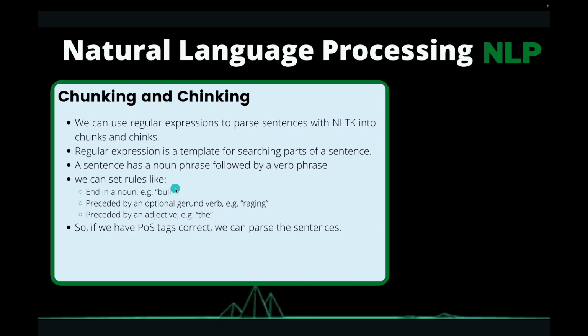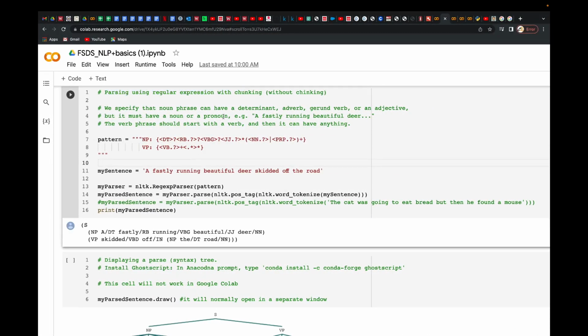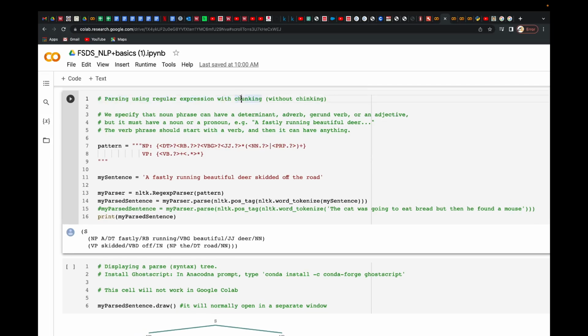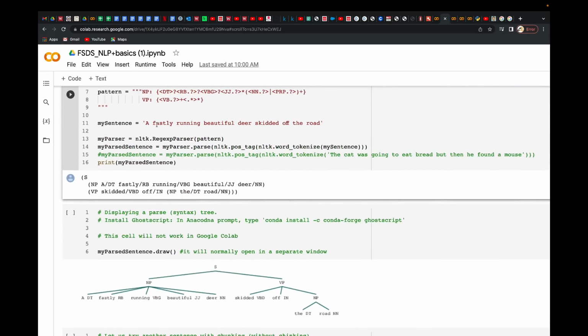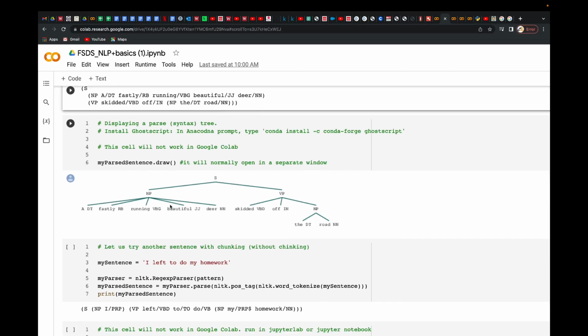Maybe you want to get just some part of the sentence, not all of it, like we did over here. Over here we define some chunks. We're doing chunking, that is, we chunk some part of the sentence or chop out some part of it. So for instance, this is the entire sentence: A fastly running beautiful deer skidded off the road. When we did the chunking, you see that we got the noun phrase, then the verb phrase, and then another noun phrase inside the verb phrase. The noun phrase that we chunk out is a fastly running beautiful deer. We chunk some part of it.